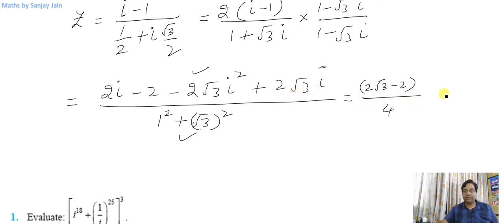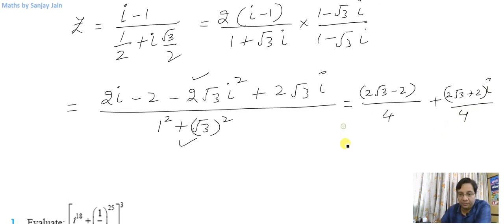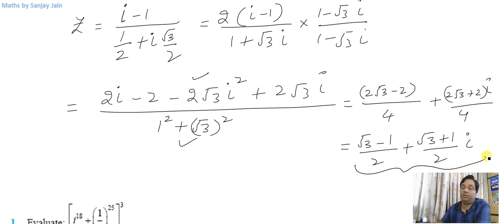Then the part that has got iota I'll write here: 2 root 3 plus 2 iota divided by 4. So if you see, the real part is root 3 minus 1 by 2, and the imaginary part is root 3 plus 1 by 2 iota. Now we will deal with this expression only, and we will try to write it in polar form. Once we have reached this, we will only require this expression, so I am deleting everything else.